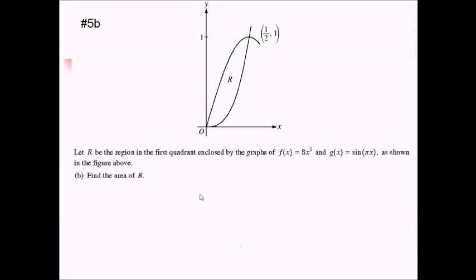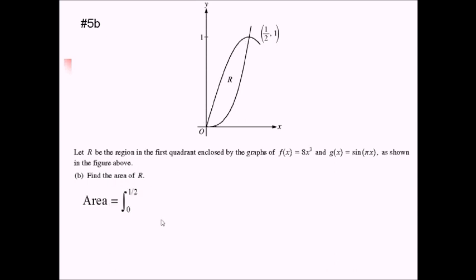For this part of the problem, they just want us to find the area of R. The catch is that this is a no calculator problem, so we're going to have to do this by hand. Let's start by setting up our integral. So we know that this integral has to go from 0 to 1/2, because that's the intersection x value.